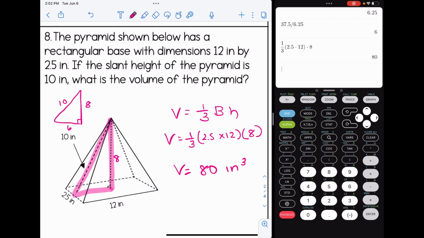Hopefully this video helps you understand how to calculate the volume of pyramids and cones.